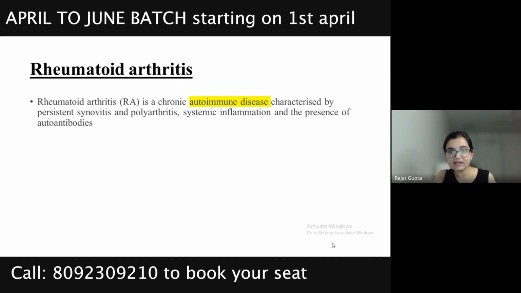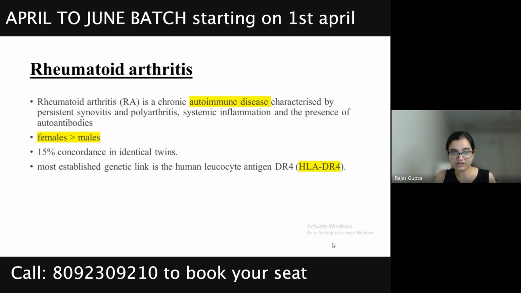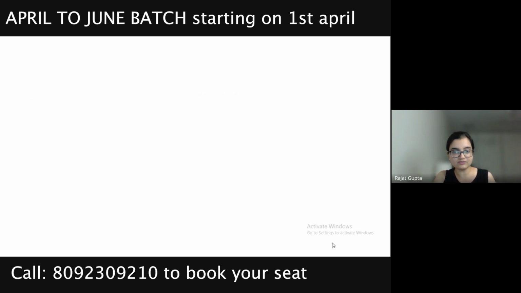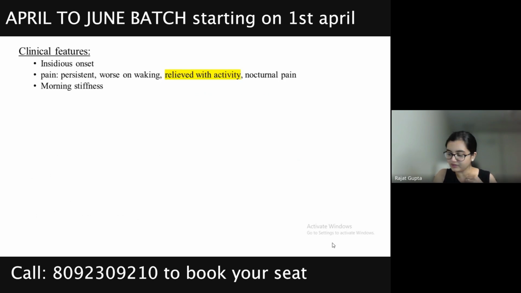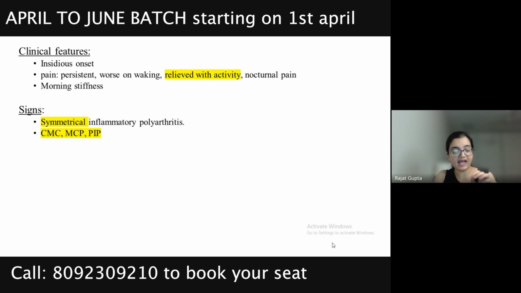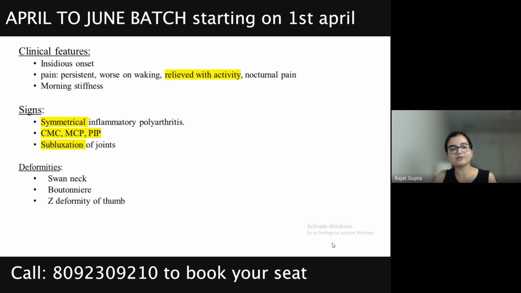Okay, next up was RA. RA is inflammatory. Inflammatory means it's going to be worse at rest and relieved with exercise. Morning stiffness is going to be there. Then symmetrical joint involvement. In the hands, it will affect your proximal interphalangeal, your metacarpophalangeal and your carpometacarpal joints. It will not affect your DIP. Remember that. They will test you on that.